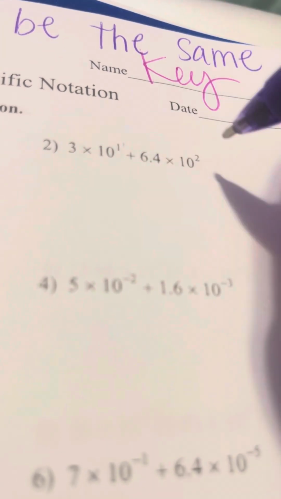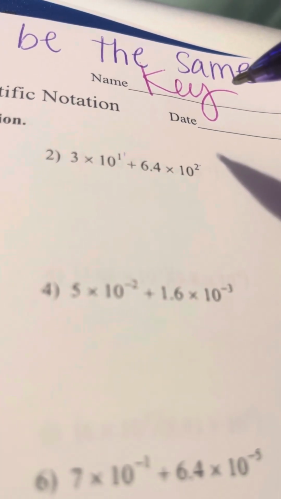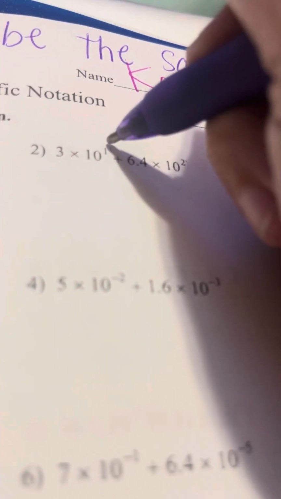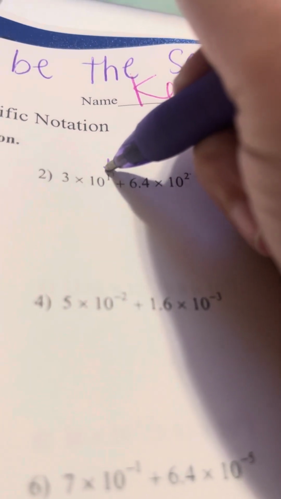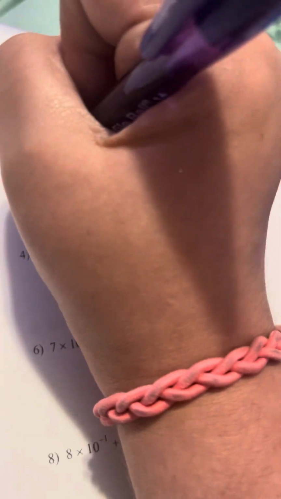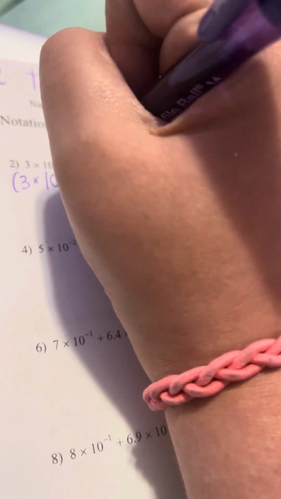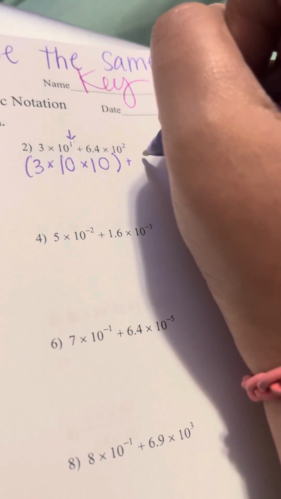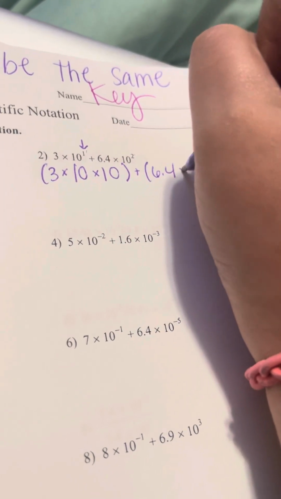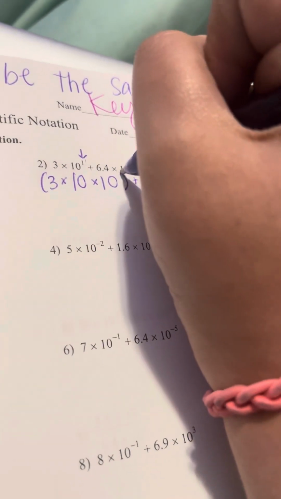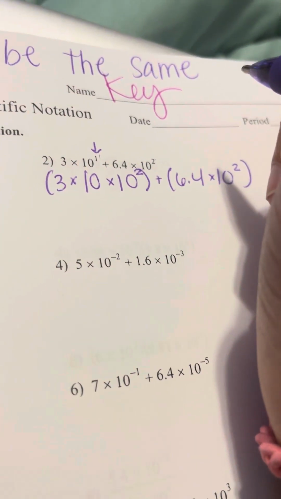Let's look at 2. I have a 1 and a 2. Those don't match. Okay? So what I'm going to do is I'm choosing to change the 1. So I'm going to keep my first factor. I'm going to split the exponent into 2 powers. And I'm going to just rewrite that second one. Now, I need my powers to match. So the second power that I make is going to be 2.